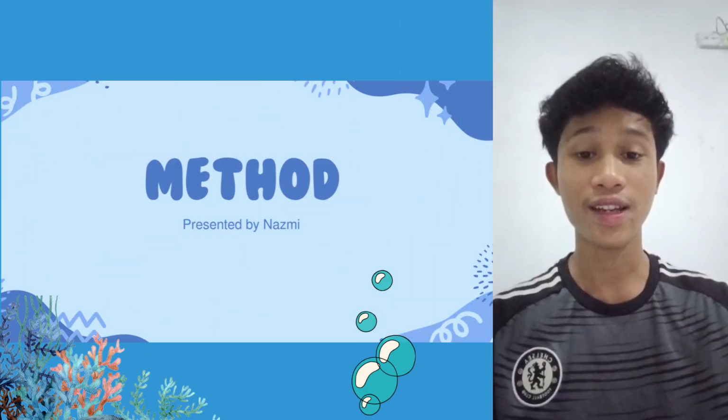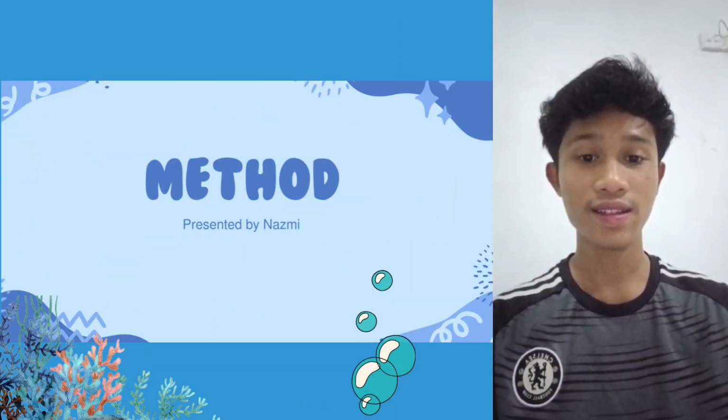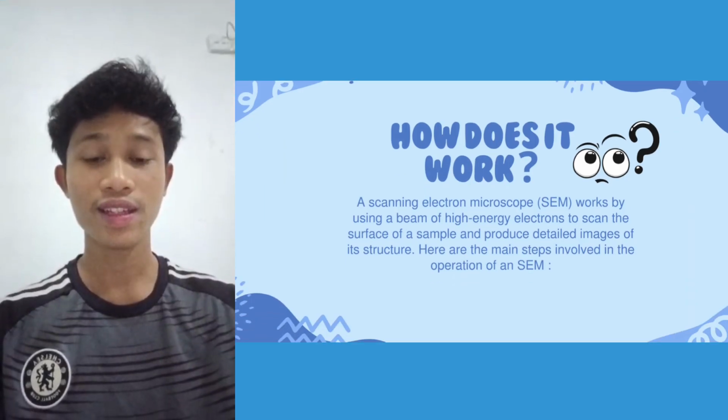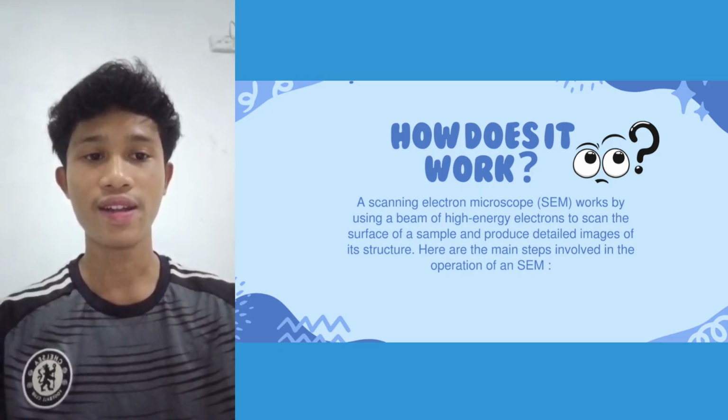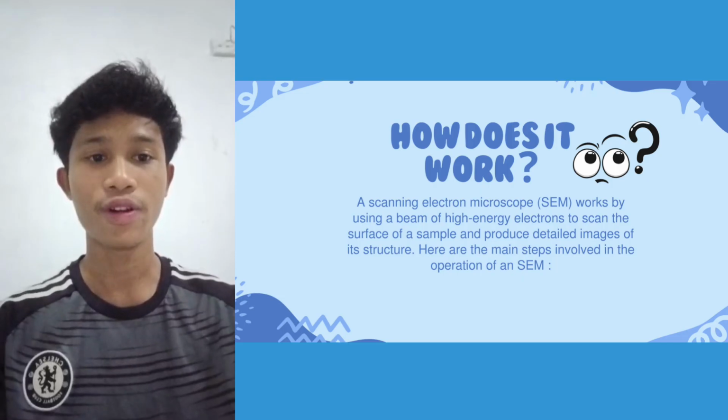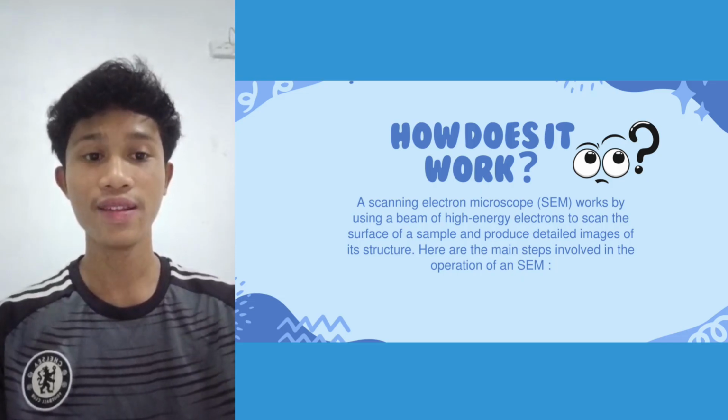So now come to my part, which is the method of SEM. In this part, I will explain how the SEM works. So basically, how does an SEM work? A scanning electron microscope, or SEM, works by using a beam of high energy electrons to scan the surface of a sample and produce a detailed image of its structure. Here are the main steps involved in the operation of an SEM.